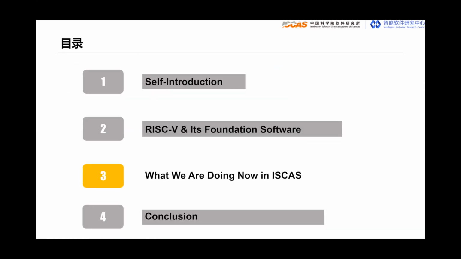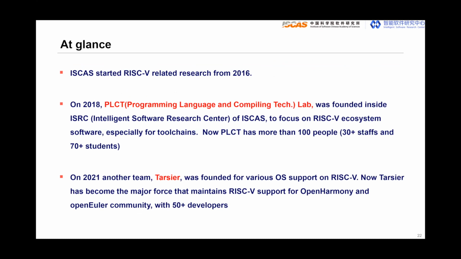Next, I will mainly talk about what we are doing now in ISCAS. First, let's get a glance at ISCAS involvement in RISC-V. ISCAS started RISC-V related research in 2016. In 2018, PLCT, which stands for Programming Language and Compiler Technology Lab, was founded inside my center, the Intelligent Software Research Center of ISCAS, to focus on RISC-V ecosystem software, especially toolchains. Now PLCT has more than 100 people: more than 30 staff and more than 70 students.